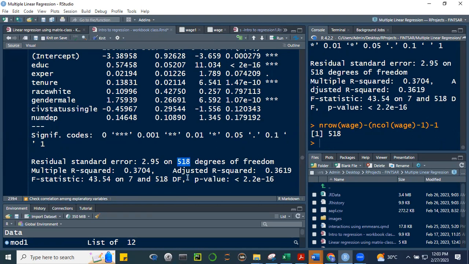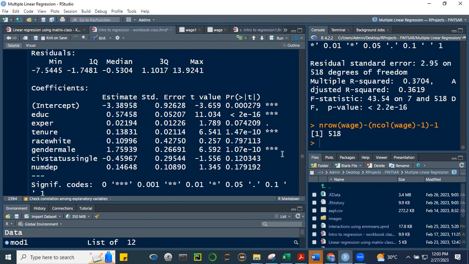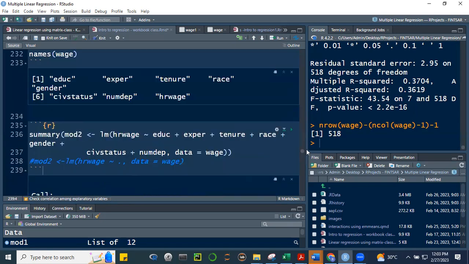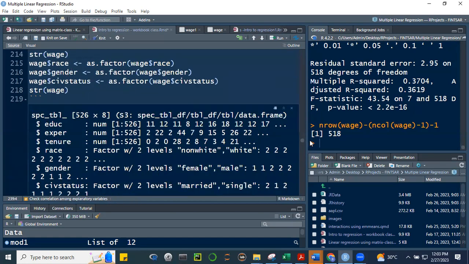And then, let's take a look at this. R squared is 37.04. And more important for us is this adjusted R squared, 36.19. So this means that around 36.2%, 36.19%, of the variability of your dependent variable, hourly wage, can be explained by our model, by our predictors, 36.19%.